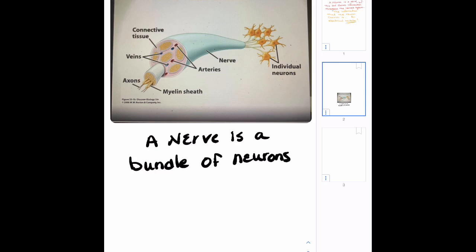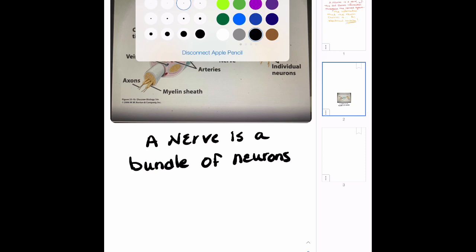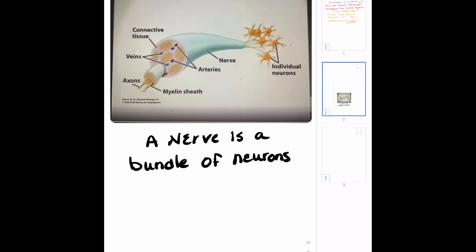So you see all these neurons? Let me make my pencil a lot thinner. Okay, so you see all of these neurons here, all of these nerve cells? Yep, these are individual nerve cells. And if you put a whole bunch of these together, then what we do is we make a nerve. So you can see that a nerve is a whole bunch of neurons put together.